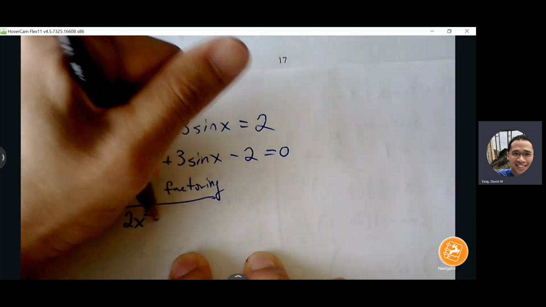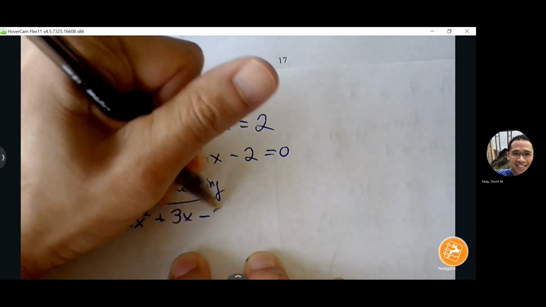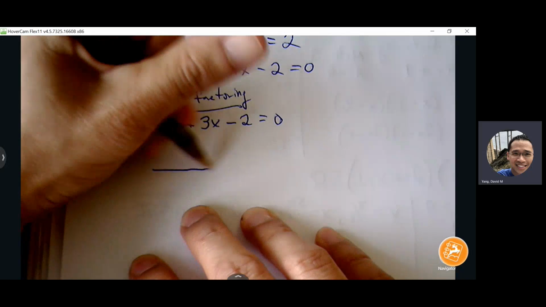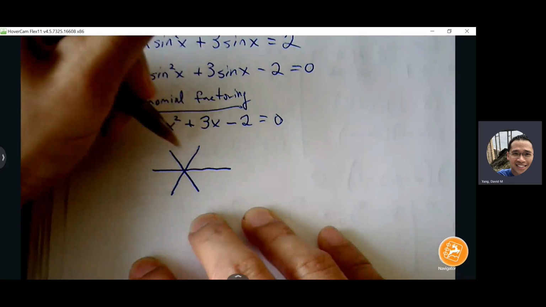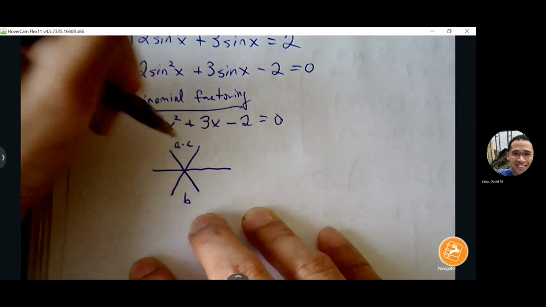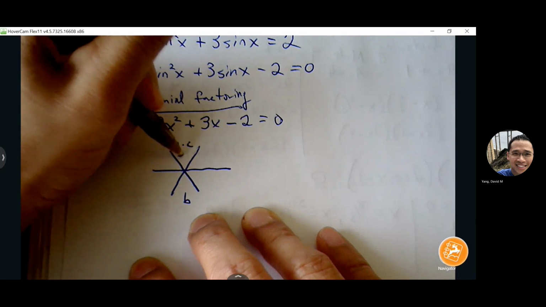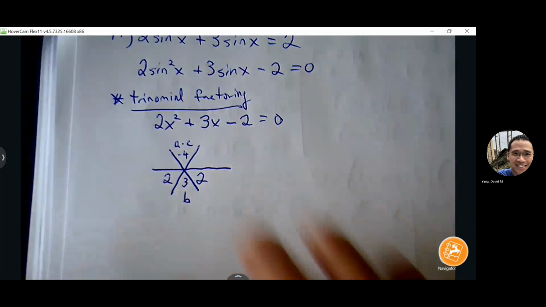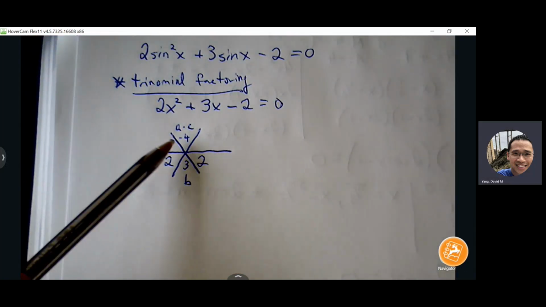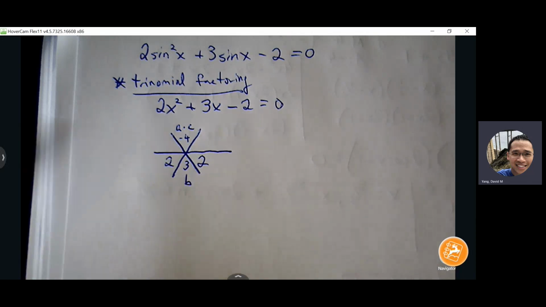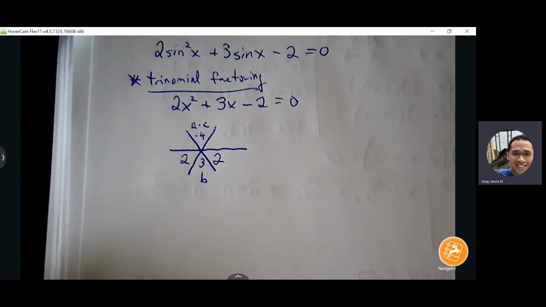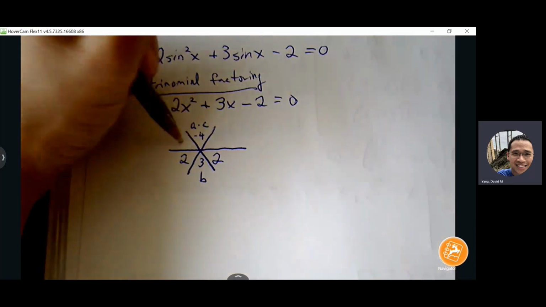Want to just do an easier factoring problem here. And again, I'll show both methods, whichever one works for you. Okay, we want two numbers that multiply to be -4, but we also want those same two numbers to add up to be 3. What are those two numbers? 4 and -1.